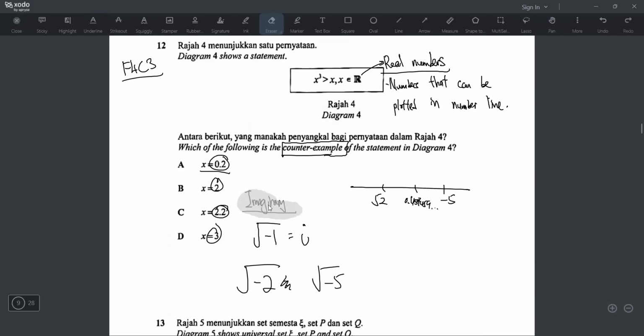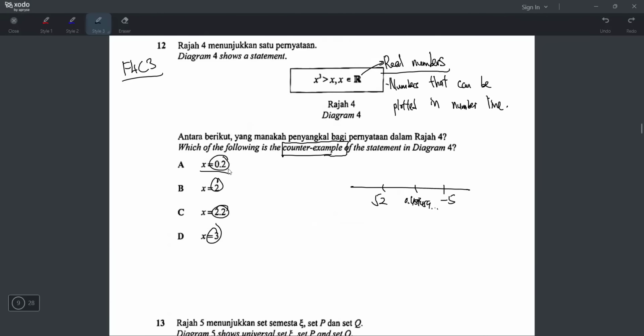Okay, so now that you understand what's real and what's not real, now we can answer this question already. So they want the counter example for the statement in diagram 4, and I told you already, right? What's counter example? Counter example means satu example yang boleh buktikan benda ni salah. You have to write down one example that can prove that this whole thing is false. This whole thing is not true. So how do you do it?